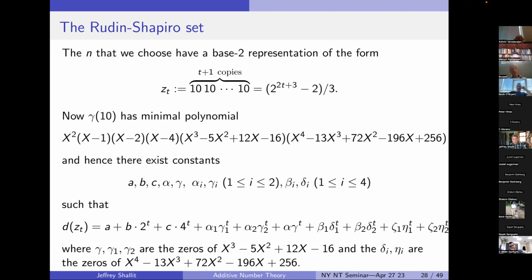And if you look at this polynomial, you see, well, there's a 0 of 1, there's a 0 of 2, there's a 0 of 4, there's going to be three zeros here and four here. And so this D, which was the difference of the two representations, it's going to look like A plus B times 2 to the T plus C times 4 to the T, plus linear combinations of these zeros. So we need to understand what those zeros look like in order to understand the behavior of that.